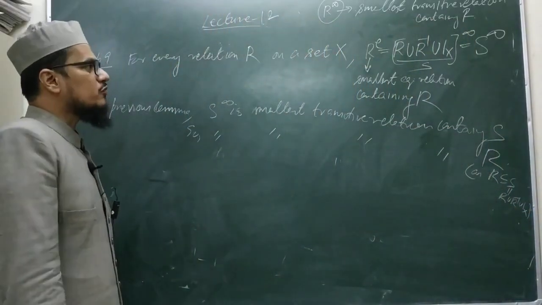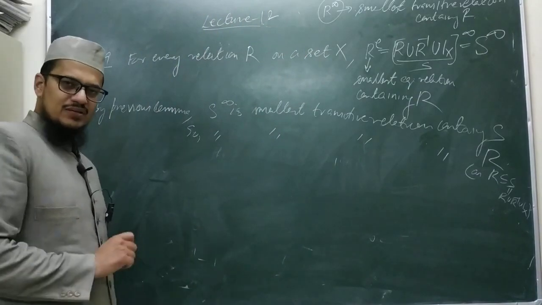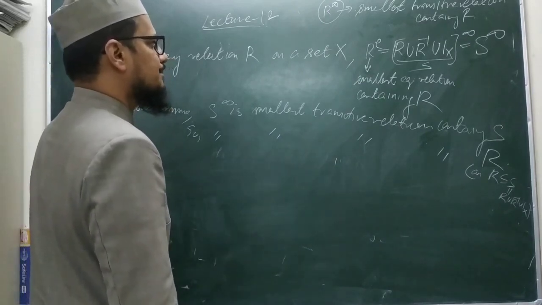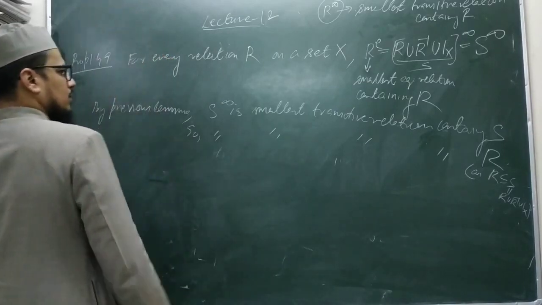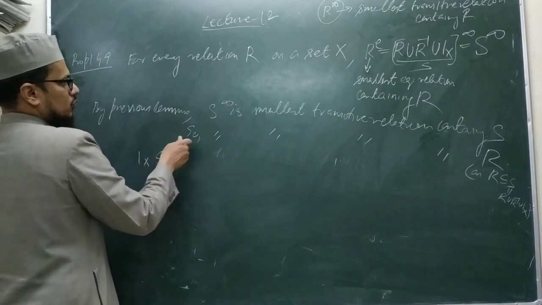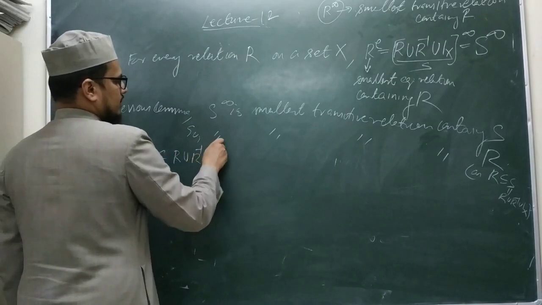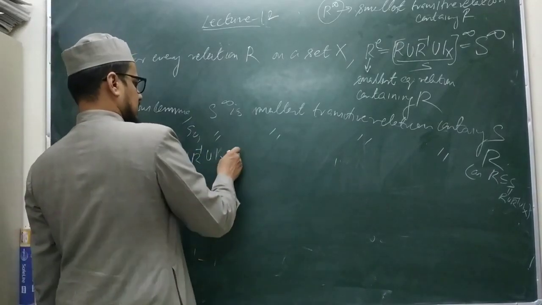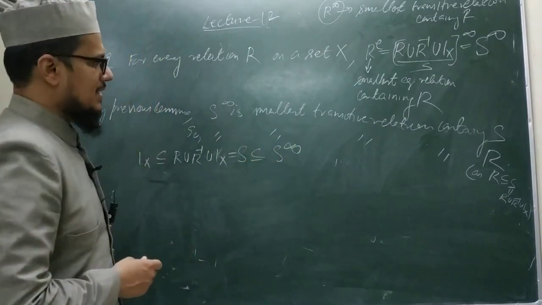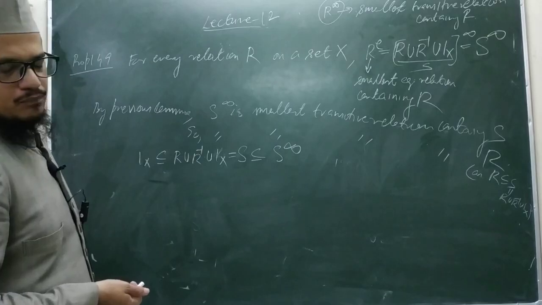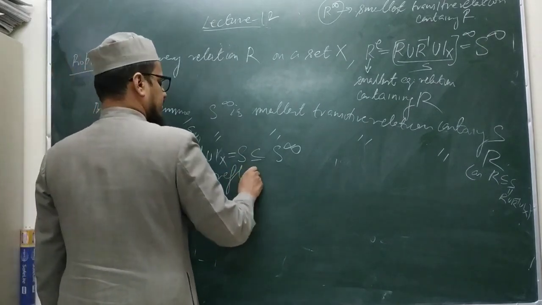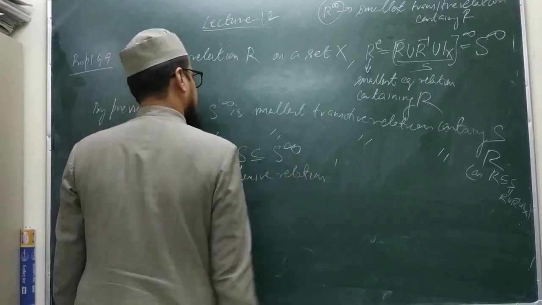So in order to prove S infinity is an equivalence relation, what we have to prove? It is transitive by the previous lemma. We have to prove it is reflexive as well as symmetric. It is very easy that it is reflexive also. Why? First we show that 1x is contained in R union R inverse union 1x, that is S, and of course S is contained in S infinity. So 1x is contained in S infinity. It implies that S infinity is a reflexive relation. Correct?